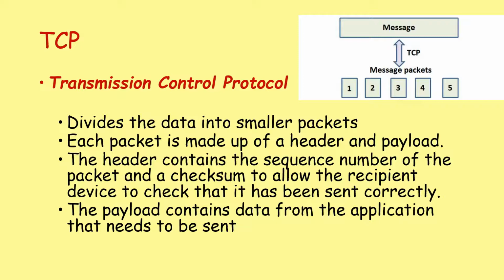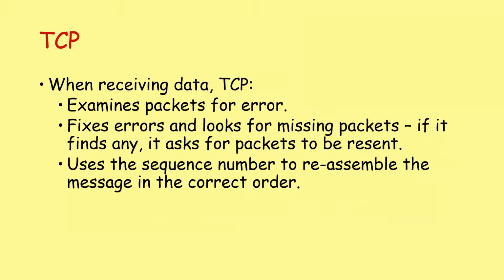And as I said, the payload contains all the data from the application that needs to be sent. So that could be part of a request for a web page, it could be part of an email, whatever. At the other end, when receiving data, TCP examines packets for errors, could try to fix errors, look for missing packets. If it finds anything that's gone wrong, it can ask for packets to be resent, and then uses the sequence number to reassemble the original message, the original data, in the correct order.